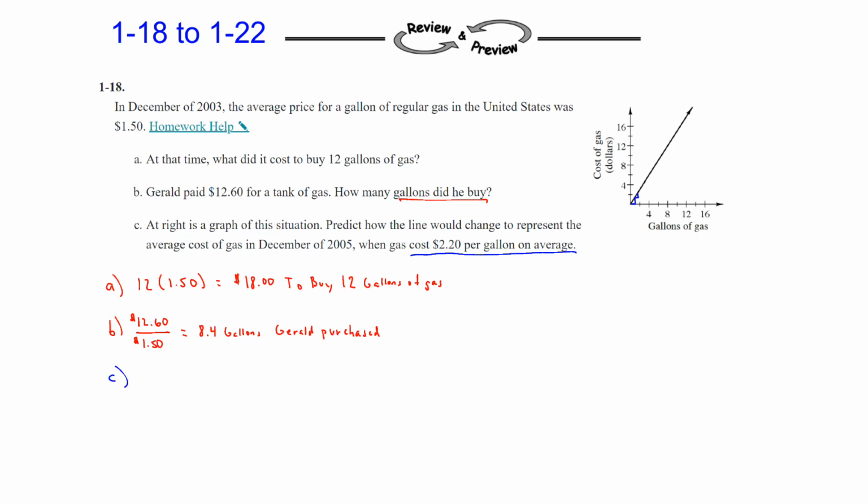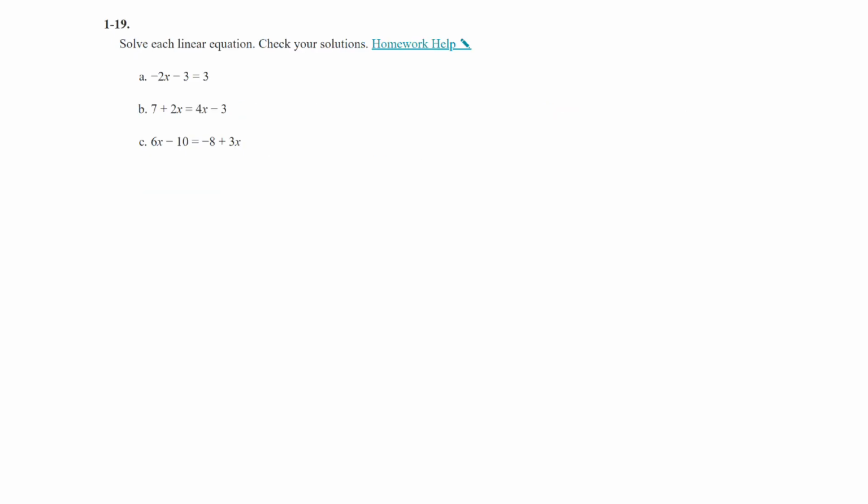Well, now we would increase $2.20 for every 1 gallon. And so therefore, this line would increase even more, so the line itself would get steeper. Now, if you saw it a different way or you wrote something else down, that's fine. Once again, you're just comparing it to the situation to the right. So one possible answer could be that the line would get steeper.